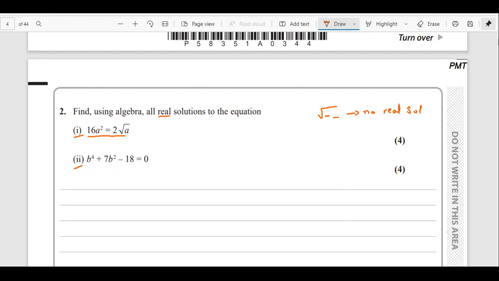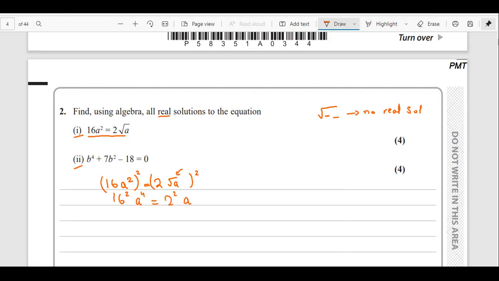Whenever we have been asked to solve any equation, we need to find the values of the unknown. Now in part I, the unknown is a. So let's write down the I part. It is 16a square equals under root a. Now, in order to find the value of a, this under root is very annoying. So we need to square both sides just so we get rid of this under root a.